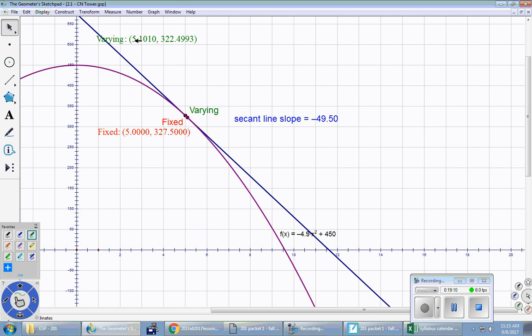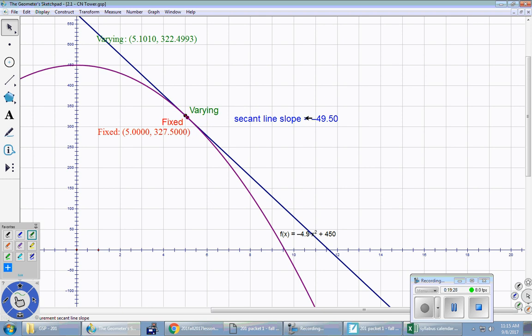Was it negative 49.49? Okay, and then we take a look right here, negative 49.50. I'm not exactly at 5.1, so we're off a tiny bit. But that slope of the secant line is somehow exactly the same as the average velocity that we calculated.